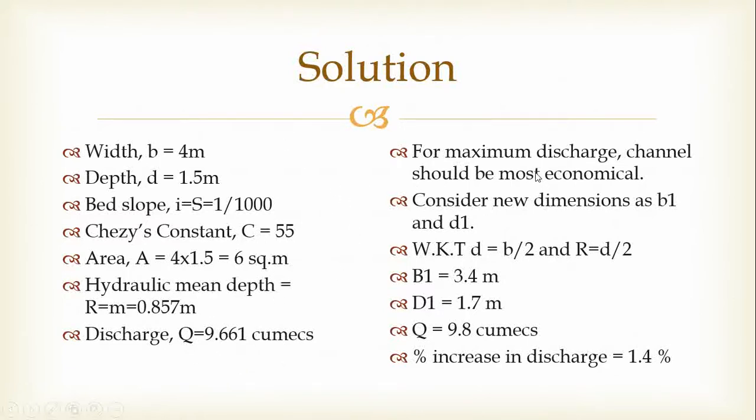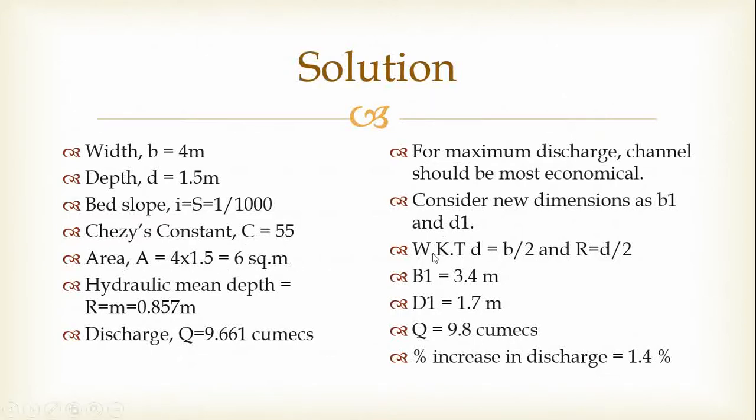For the second part, they have mentioned maximum discharge. Maximum discharge means the channel should be most economical for the given area of cross section, the given slope, and the given roughness coefficient. So I will consider new dimensions B1 and D1 for the given area of cross section. The given area of cross section is 6 square meters. This 6, either I can get it as 4 into 1.5, or 3 into 2, or 2 into 3, etc., for any dimensions. So we are going to find the new dimensions for the same 6 square meters.